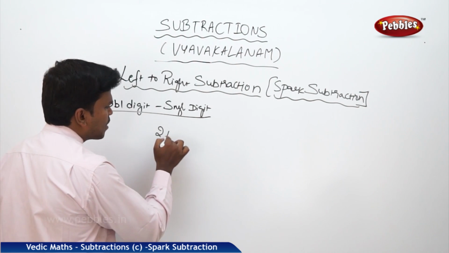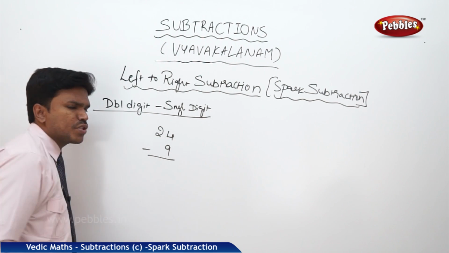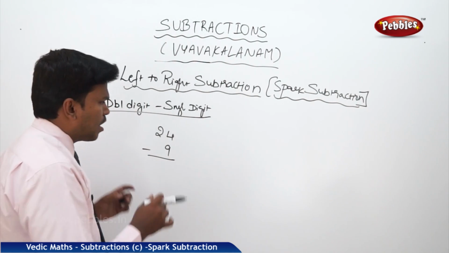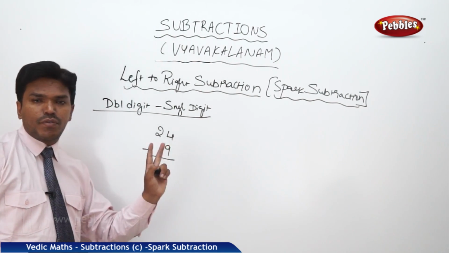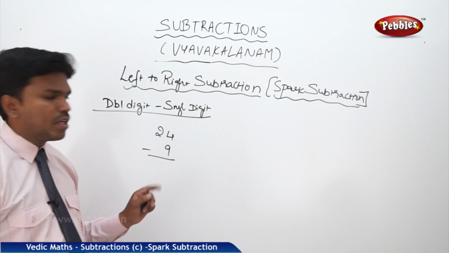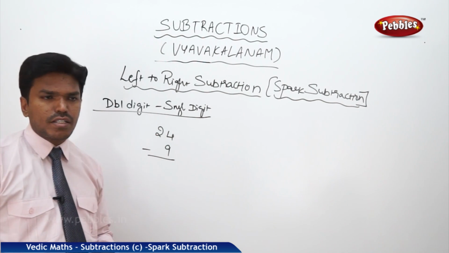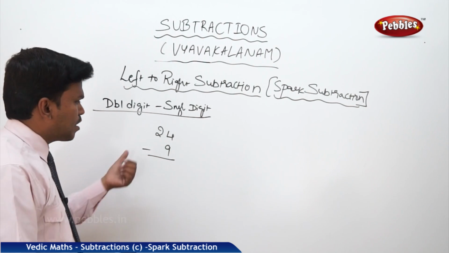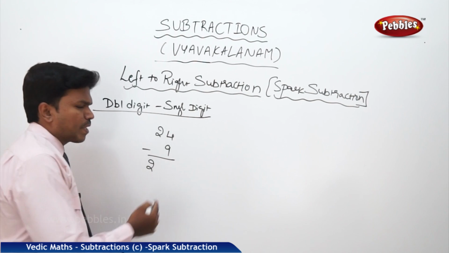Suppose I want to subtract 24 minus 9, which is double digit minus single digit. In the same way, we are going to start left to right, just like the Vilokanam method. So 2, drop it as it is. Is there any digit below 2? No, there is nothing. So just drop it as it is, 2.